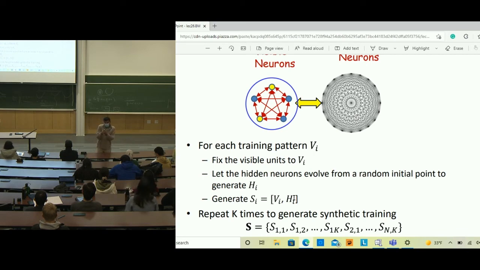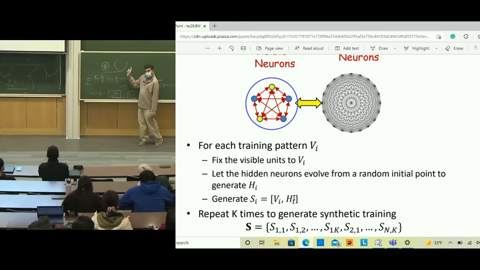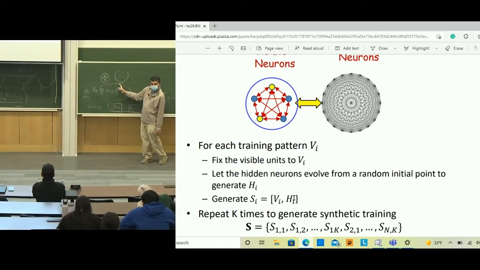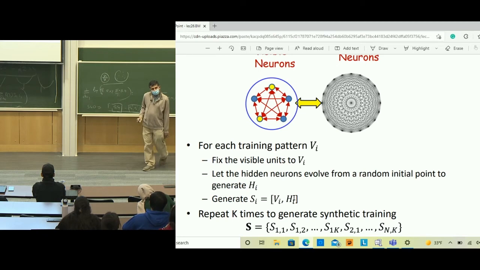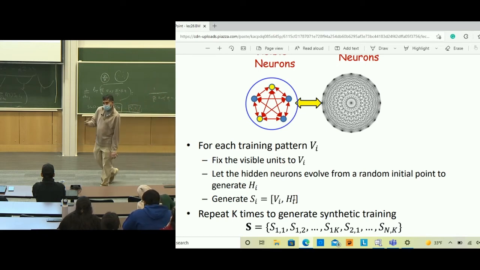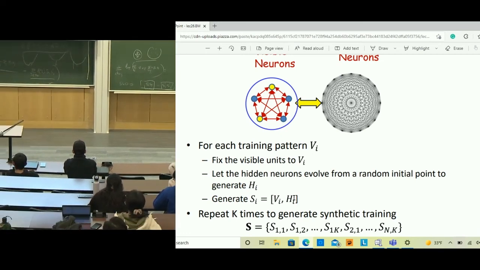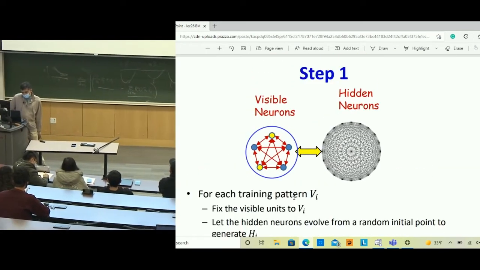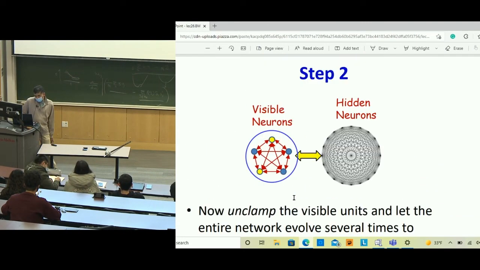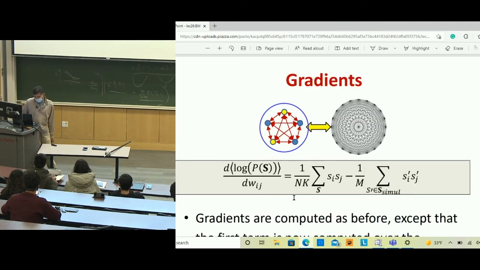But for any pattern that I'm trying to remember, I need to know what those junk bits are. So I fix the pattern I'm trying to remember. I let the junk bits evolve for a few time steps. And I get my completed pattern, which I will use for the first term in my derivative. Then I let the entire network, including both visible and invisible bits, evolve, and get the second term. And this is what I'm actually going to use in my derivative. So this is your Boltzmann machine. And of course, you can do the whole thing many times, right?